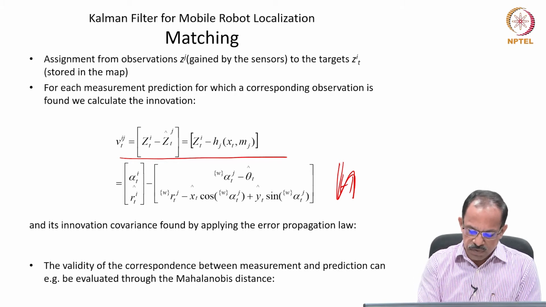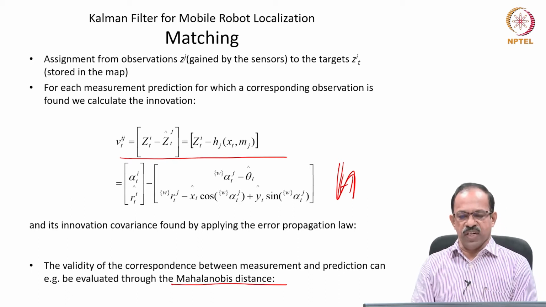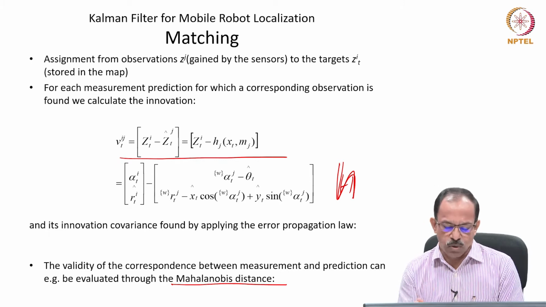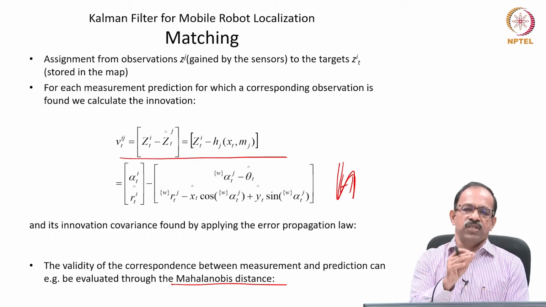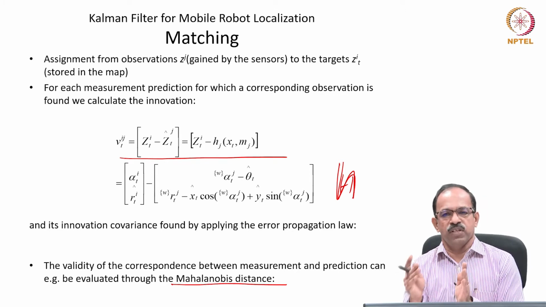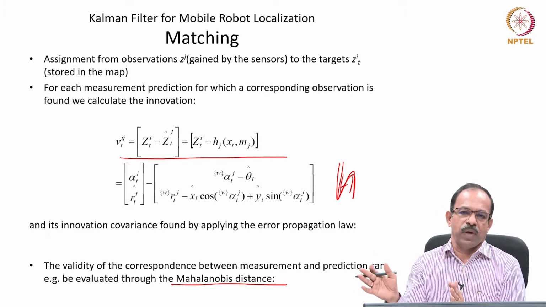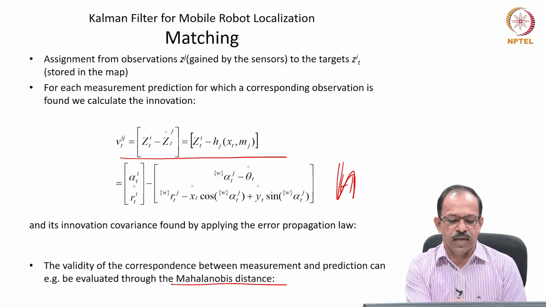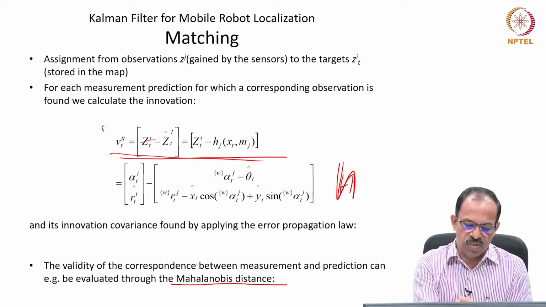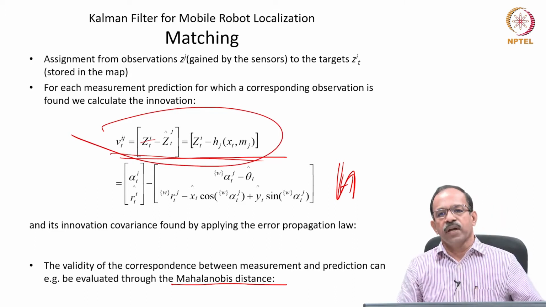Okay, so the validity of the correspondence between the measurement and prediction can be evaluated through something called the Mahalanobis distance. Basically, the Mahalanobis distance is a small value which is defined. So, if the difference is smaller than this, then we take it as a matching feature. If it is more than that, we say that they are not matching. So, we cannot really take the difference between those two, and using that Mahalanobis distance, we will try to find out all the innovations.